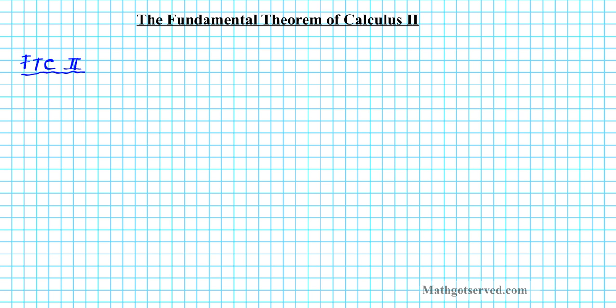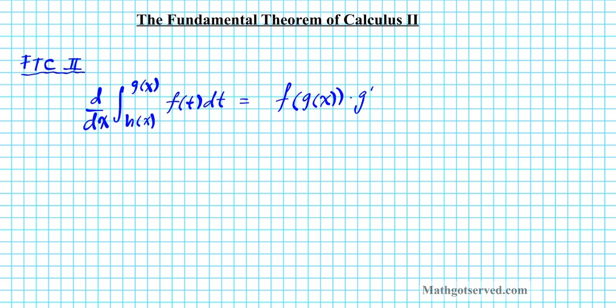If you're asked to find the derivative d/dx of an integral expression, the integral from h of x to g of x of a function f of t dt, applying the formula for FTC part 2, this will simply be f of g of x times the derivative of g of x, minus f of h of x times the derivative of h, h prime of x.